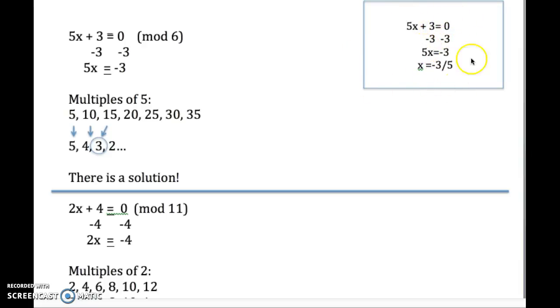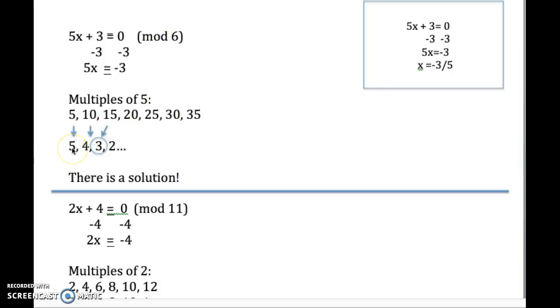So now applying what we have over here onto here, we would take 5x plus 3 is congruent to 0 in mod 6 and subtract 3 from each side. That would leave us with 5x is congruent to negative 3. But instead of doing all of this right here, where we got x by itself, we are going to find the multiples of 5. So we're going to count by 5: 5, 10, 15, 20, 25, 30, 35. Then, these are the numbers that are equivalent in mod 6.